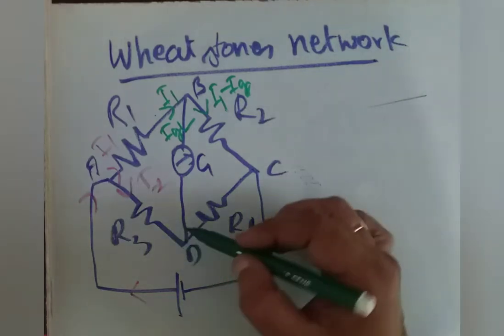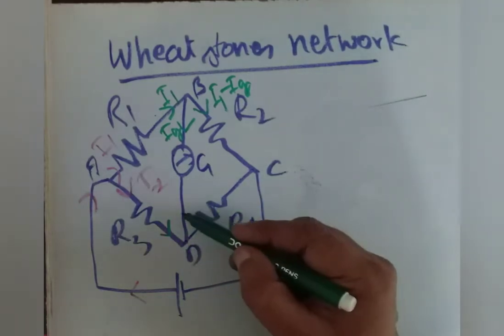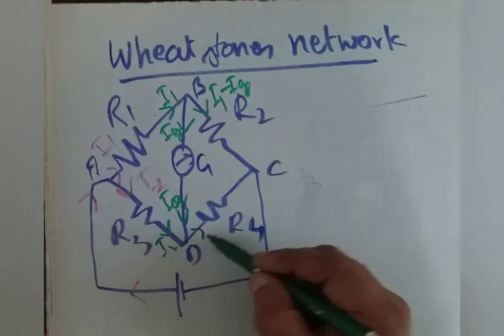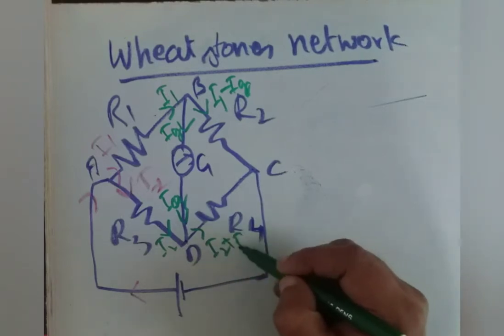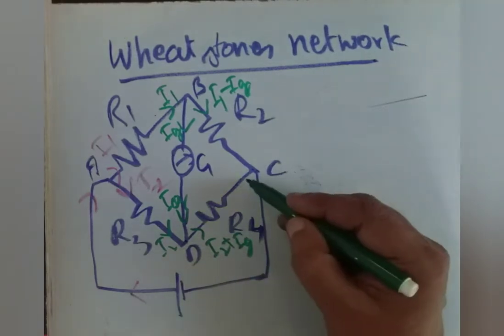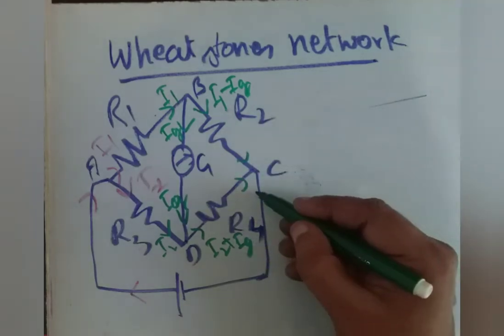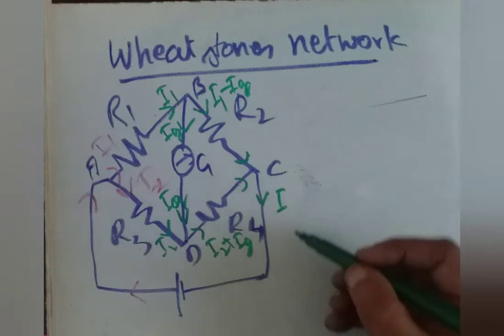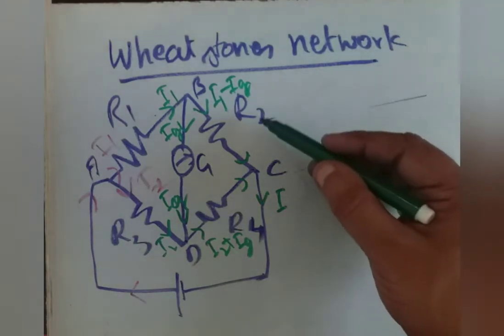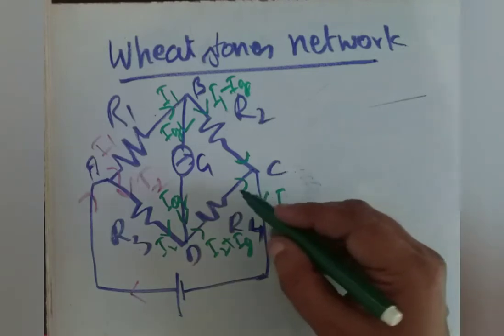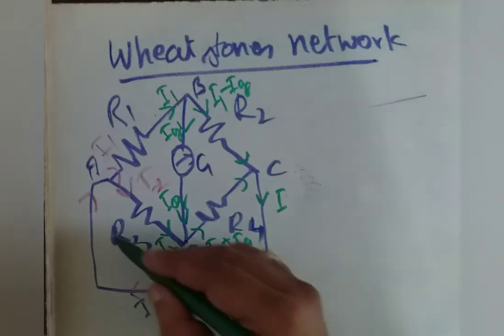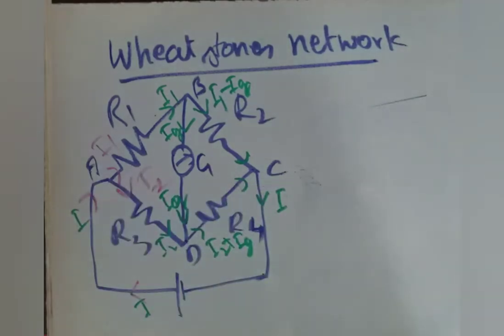In the same manner, I2 coming up to D, also Ig coming up to D, these two get added in R4 to give us I2 plus Ig, and once they reach C, we get I1 plus I2 again, that is I again. That is the current distribution in this network.